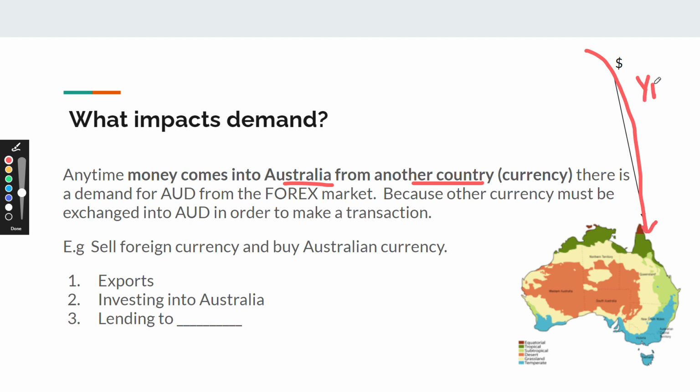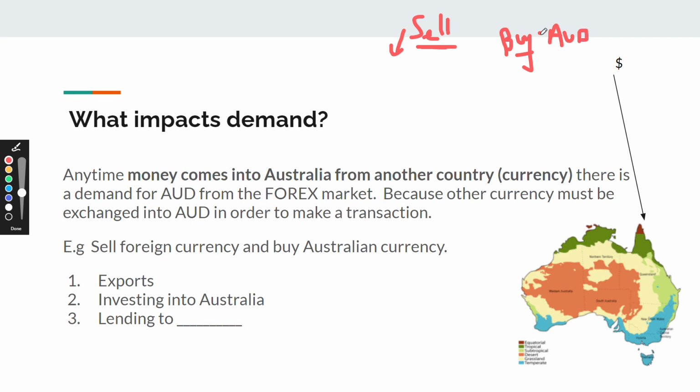So maybe it's a Japanese yen, maybe it's the Chinese yuan, maybe it's the US dollar. Now, whenever these currencies come into Australia, you and I both know that you can't walk down the street to 7-Eleven and hand over some Japanese yen to buy a Slurpee. So they must be exchanged. It doesn't actually matter who exchanges them, but they get exchanged. So if you had Japanese yen and you wanted to spend it in Australia, what would you do? Well, you would sell the yen to buy Australian dollars.